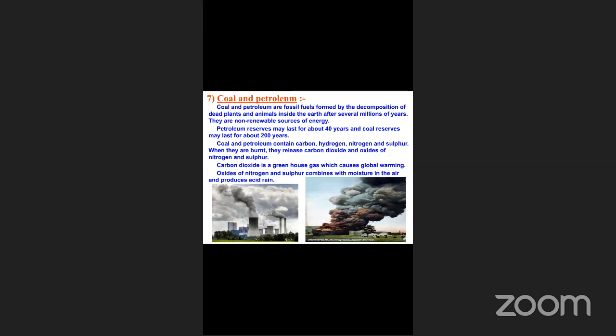We, in our lifetime, cannot wait for millions of years for the coal and petroleum to be formed. Because our lifespan is only 100 years. We cannot wait for that much time. So, these natural resources which are non-renewable, we have to use judiciously and we have to preserve and conserve them. Petroleum reserves may last for about 40 years and coal reserves may last for about 200 years.